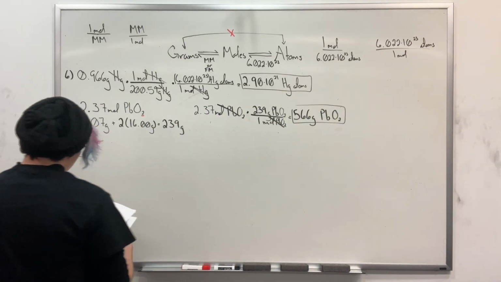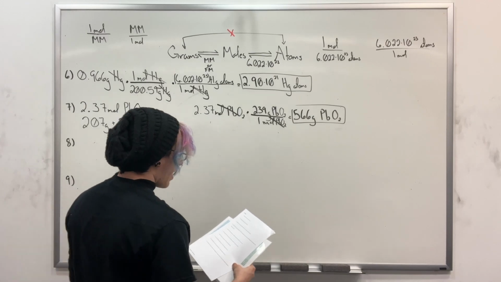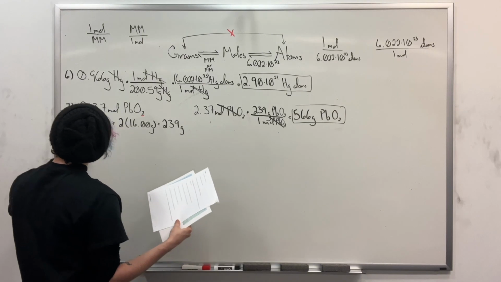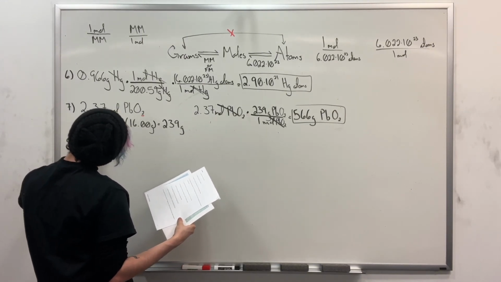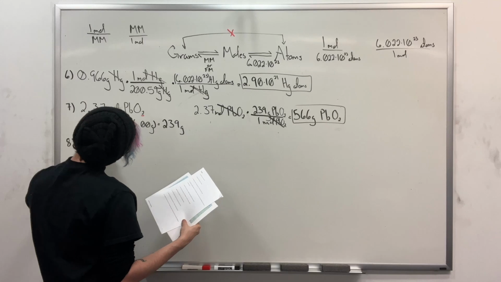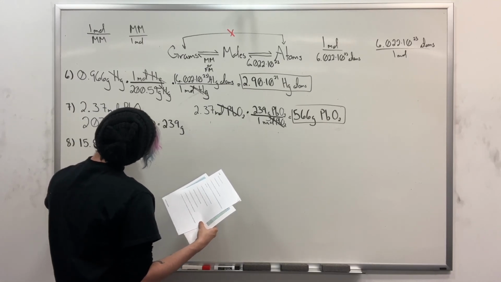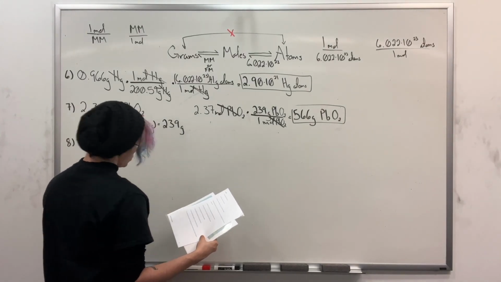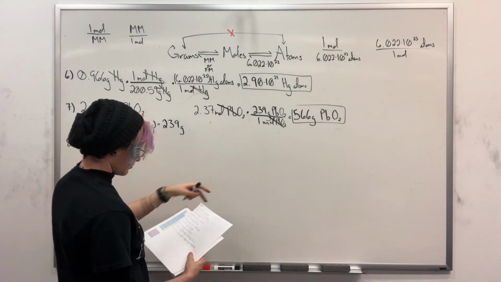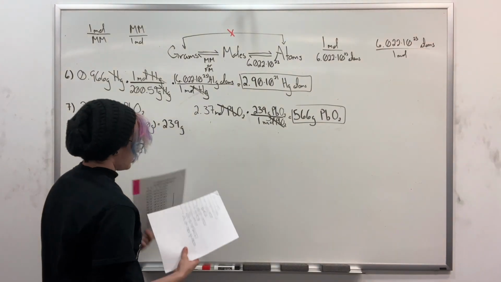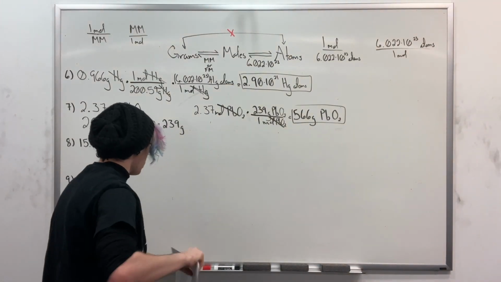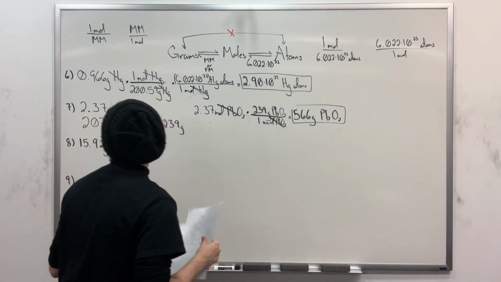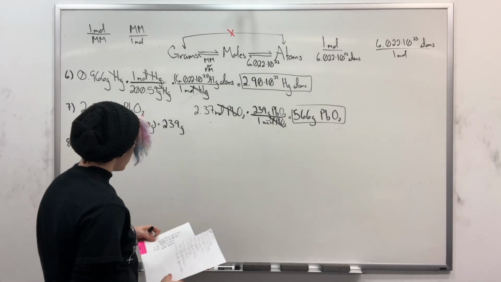Similar for number 8, but now we're going in reverse. How many moles are present in a 15.92 gram sample of calcium chloride? 15.92 grams of calcium, that's not the formula, CaCl2. So once again, we have to pay attention to our subscripts to know how many of each atom is in this compound, so we can then add up our molar masses.